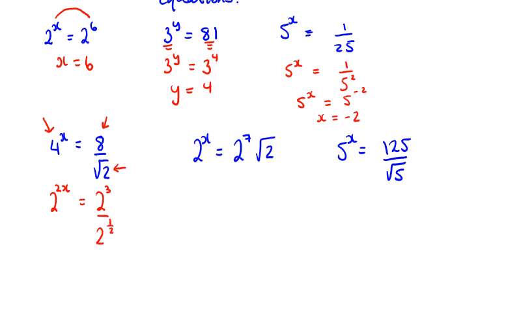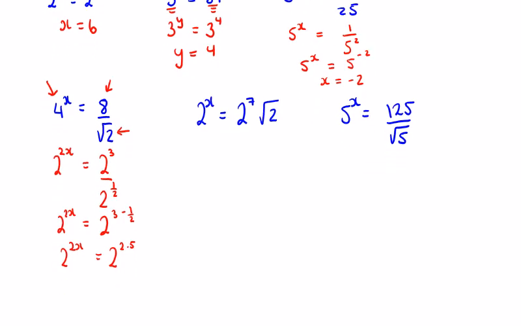So now we can bring the half up. 2 to the power of 2x is equal to 2 to the power of 3 minus a half. So 2 to the power of 2x is equal to 2 to the power of 2.5. So 2x has to be equal to 2.5. So x is equal to 1.25, or 5 over 4.